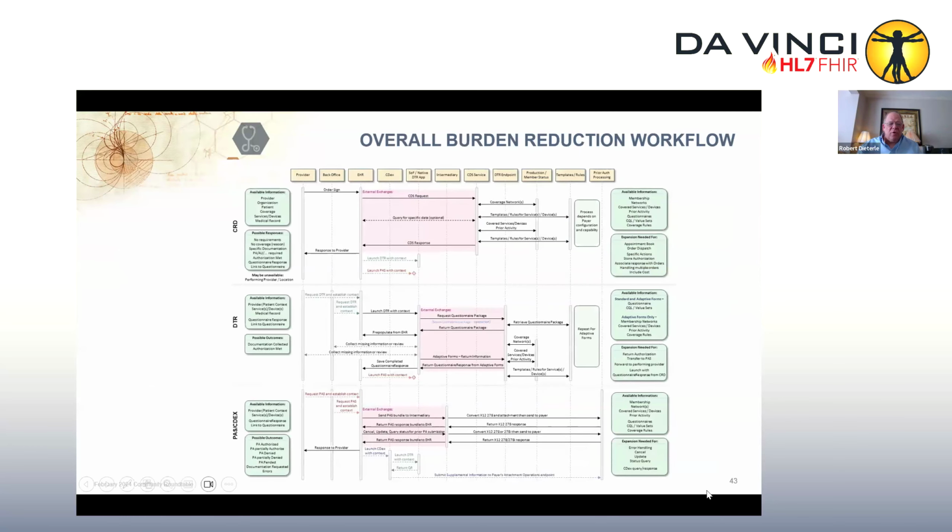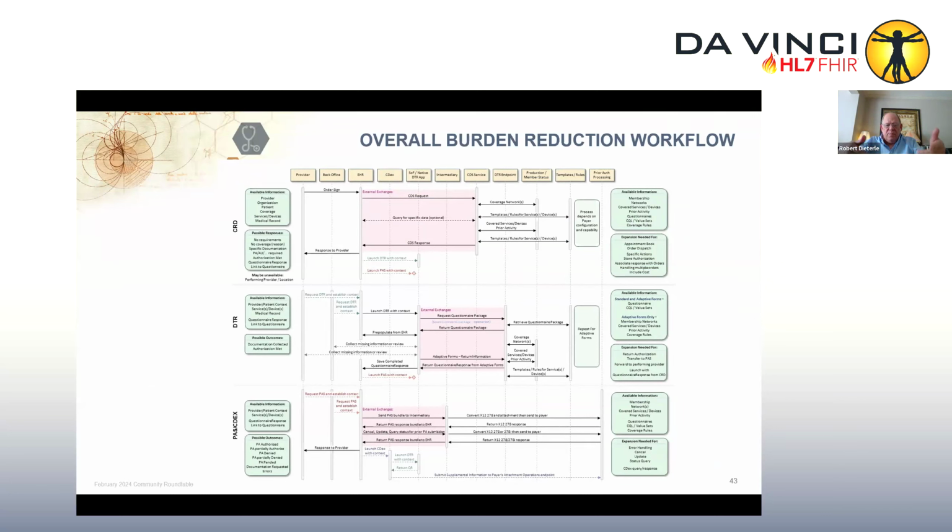This is the overall workflow. It's very detailed. It's not very detailed, candidly. It's a complex workflow. At the top, you see CRD, then you have DTR, then you have PAS and CDEX. The parts that are in pink are the exchanges between what we would traditionally consider the provider system on the left and the payer system on the right.